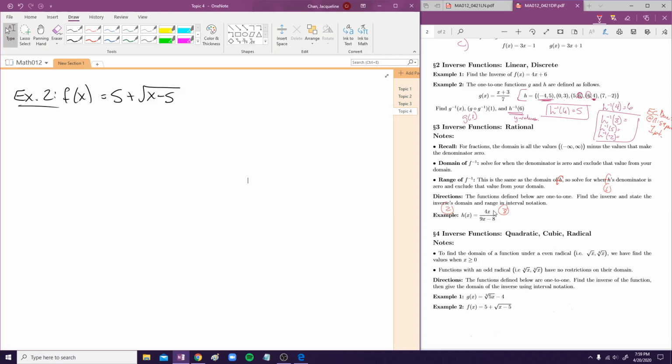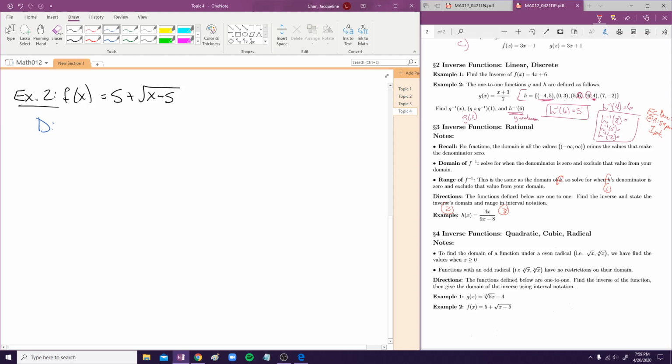So yeah, but for this one, for radicals, I always suggest to always find the domains and ranges, because for a radical, like when you have an even root, something's going to get restricted, and it's just easier to find it first. All right. So let's find our domain.